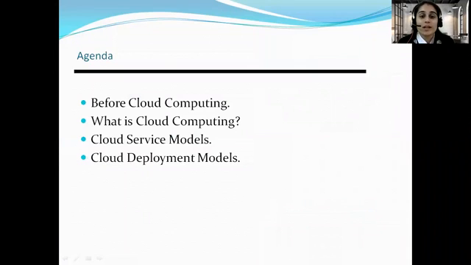Before cloud computing, that is, we'll see how the concept of cloud computing came into existence, what is cloud computing, then we'll come to its service models and deployment models.